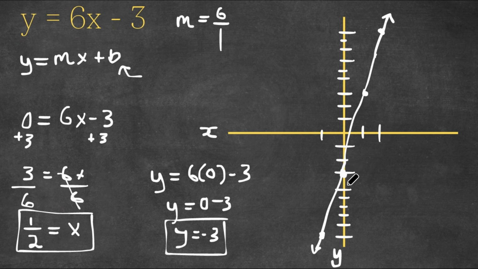And as you can see, our y-intercept is negative 3. And our x-intercept, as you can see, 1 is over here and 0 is over here. So that is 1/2. And that is our x-intercept. So that's how you find the x and y intercepts of an equation.